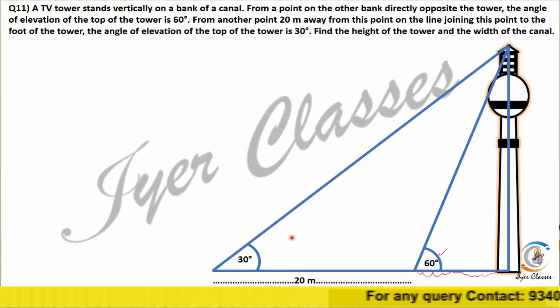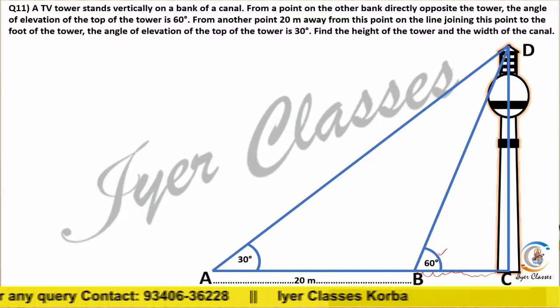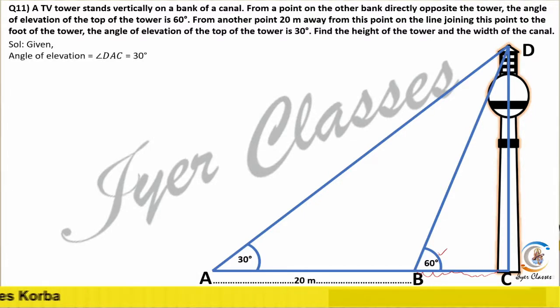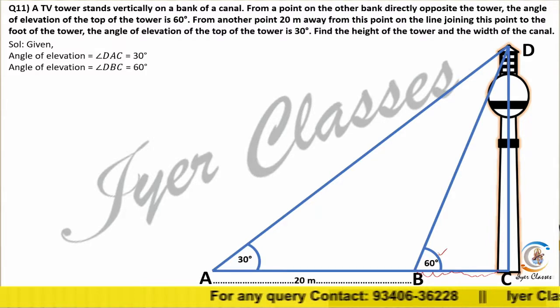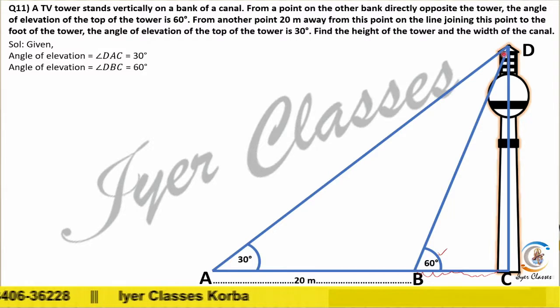You are supposed to find out the height of the tower and also the width of the canal. Using trigonometry, how are we going to do it? Let us see. So, you are given what? The angle of elevation. In the diagram, you can see that angle of elevation is DAC. This is D, A and C, right?